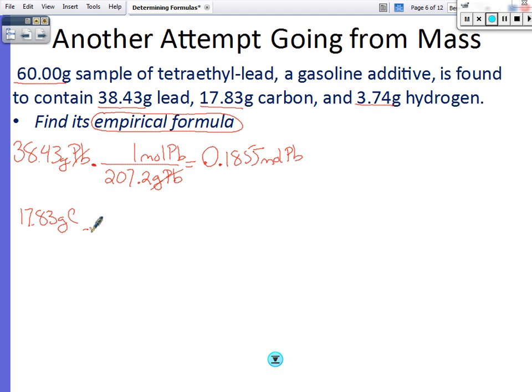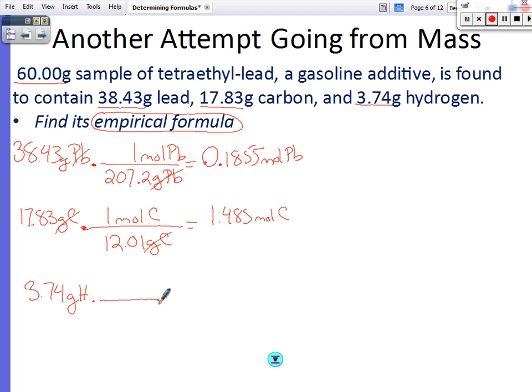17.83 grams carbon. That's multiplication. 1 mole carbon is 12.01 grams carbon. Cancel out my grams. Get 1.485 moles carbon. Hydrogen's fun because we know that hydrogen is a 1-to-1. So, 1 mole hydrogen is 1.00 grams hydrogen. No calculator needed here. 4 moles hydrogen. Now I want to point out something.